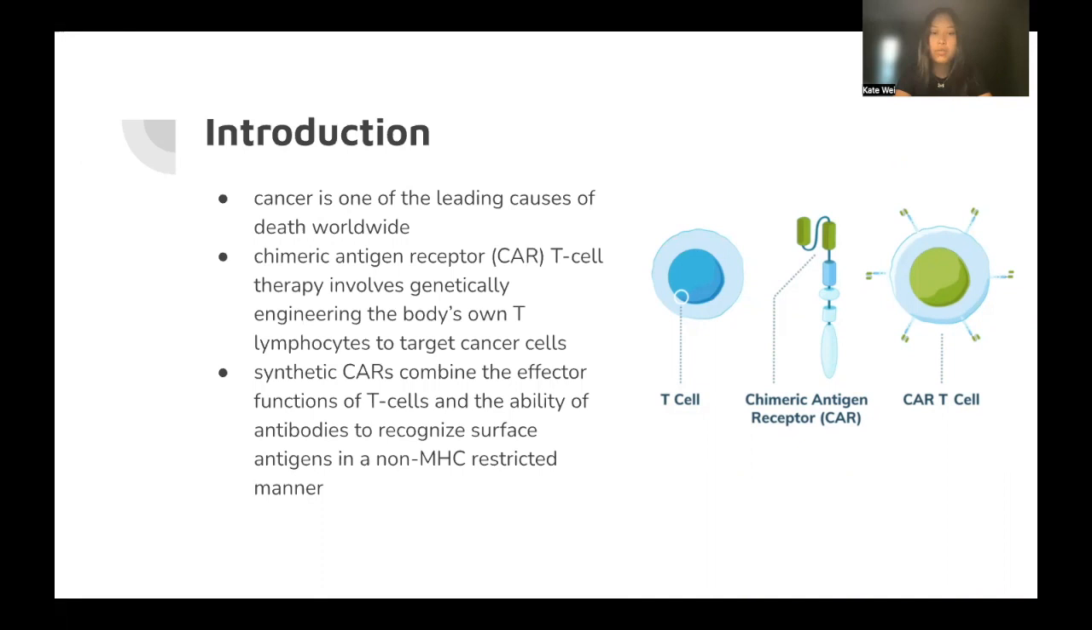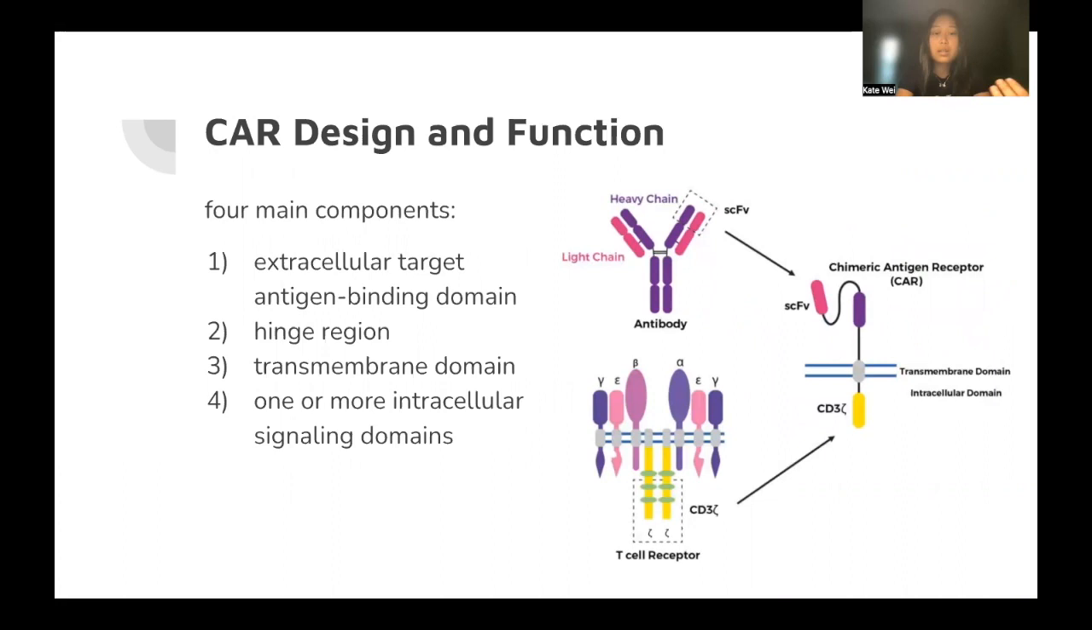CAR T-cells are able to overcome immune tolerance mechanisms by combining the effector functions of T-cells and the ability of antibodies to recognize surface antigens in a non-MHC-restricted manner. CAR T-cells are made up of four main components, the first being the antigen binding domain, which is a portion of the CAR that allows for target antigen specificity.